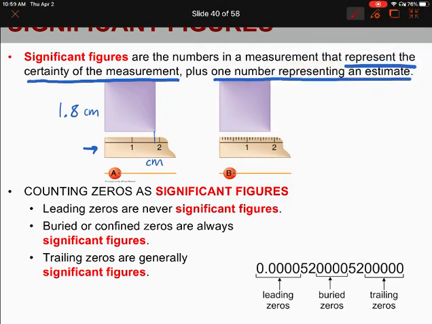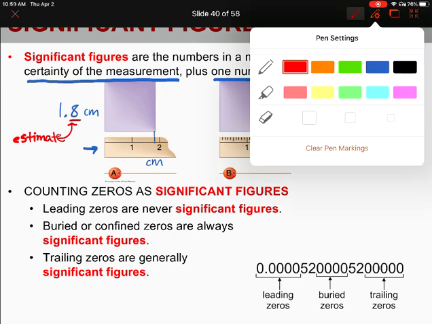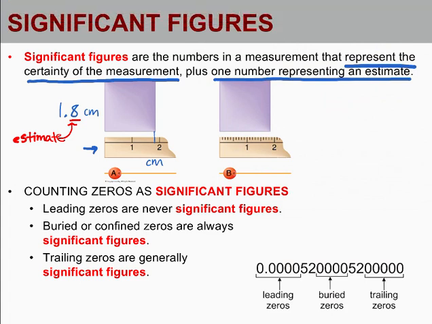So again, that last digit is an estimated digit, and all of your measurements should have an estimated digit present. Okay, now what about on the right? On the right-hand side, we have a much better ruler. There's more divisions present, so we can make a better educated guess about the length of this side of the square. Okay, so in this case, I'm just going to draw a little line here.